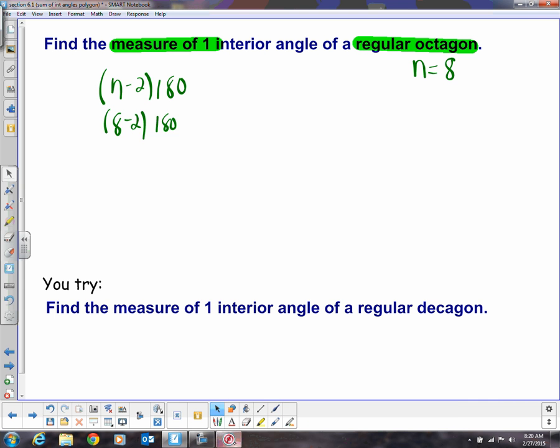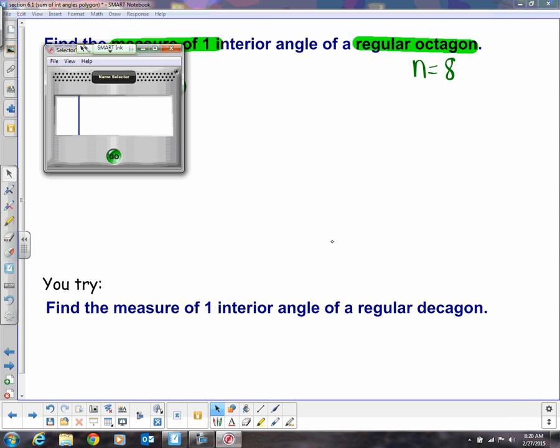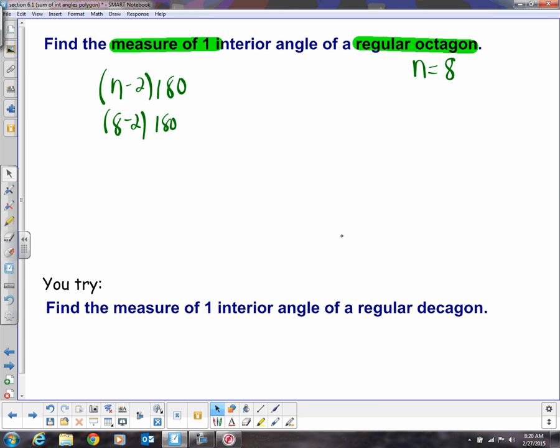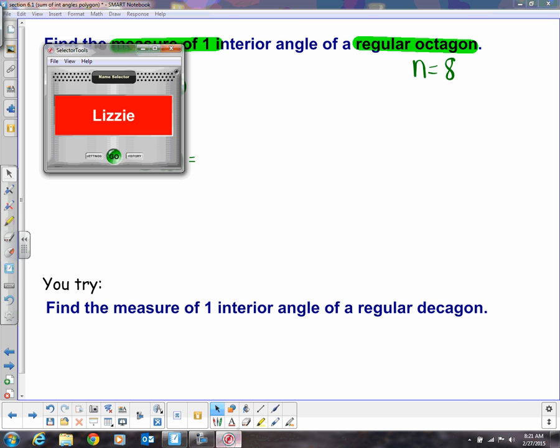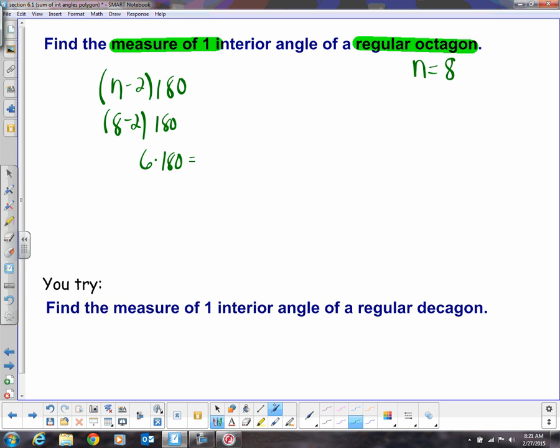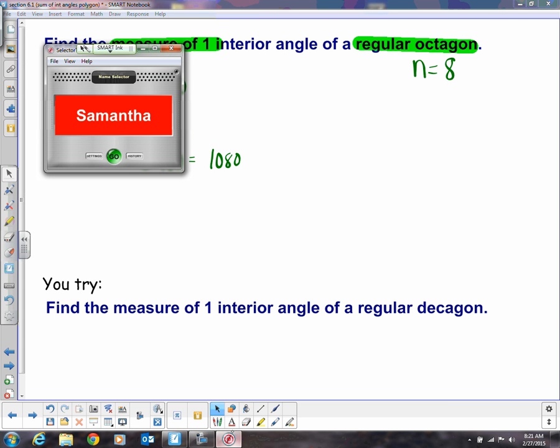The calculator person this time is going to be Lizzie. Wait, do you need someone to check it? Nah. Maybe we do. Sorry. Okay. As Lizzie reconfigures, we need a double checker. Samantha? 1080. Okay. Just when I said we didn't. Yeah. All right. That's all of them.